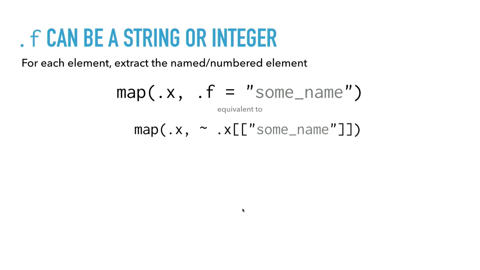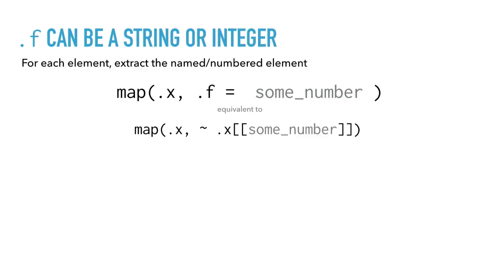The shorter shortcuts, there are two, and that is that .f can be a string or it can be an integer. So instead of passing in a formula that describes what to do, you just pass in a string or you just pass in an integer. And what that does is pulls out that element from each element. So if I specify .f as a string containing some_name, that is equivalent to specifying our formula that takes the .x element and pulls out that some_name element from it. Because this is such a common operation, looking at each element and pulling out a specific value, that's why it gets this shorter shortcut.